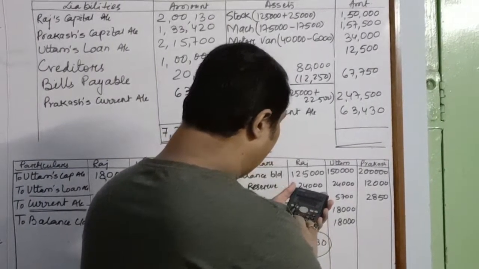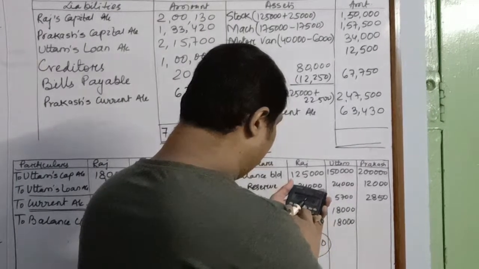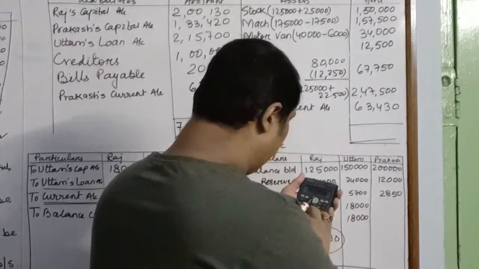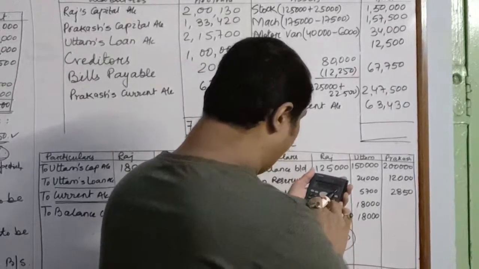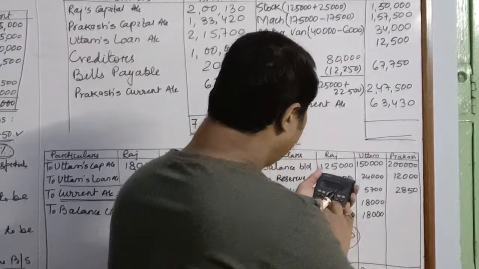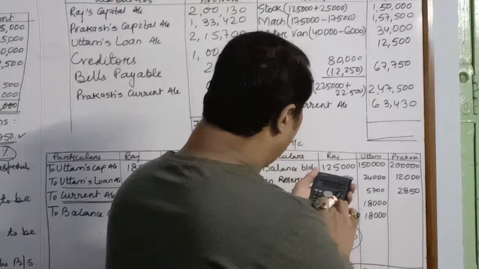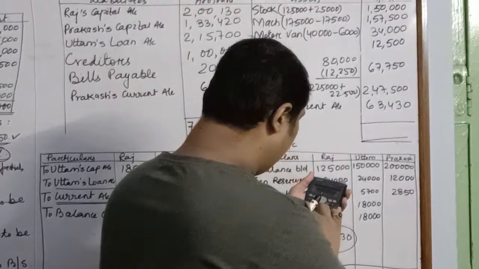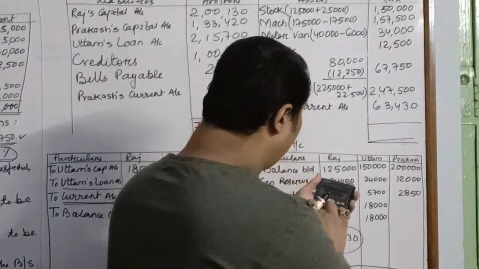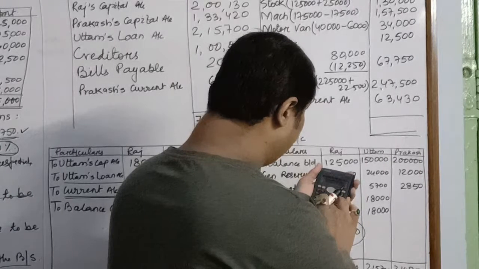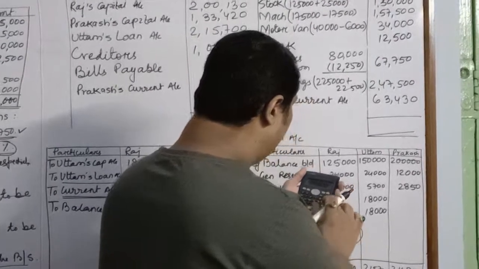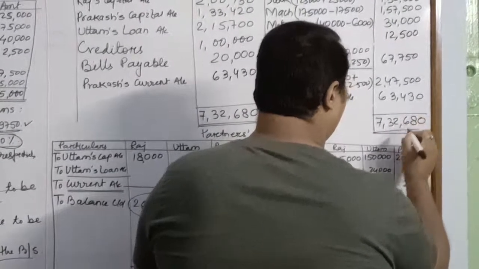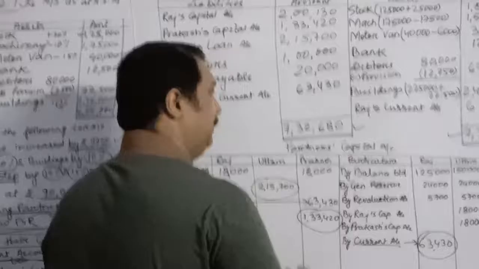It is 1,50,000 plus 1,57,500 plus 34,000 plus 12,500 plus 67,750 plus 2,47,500 plus 63,430. Total is 7,32,680. Both the sides are equal.